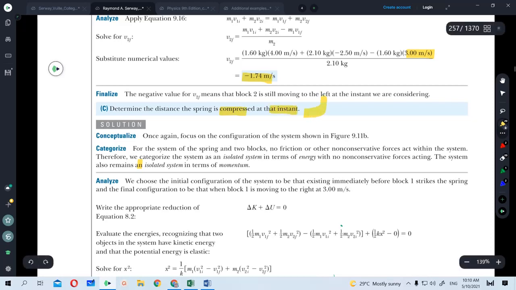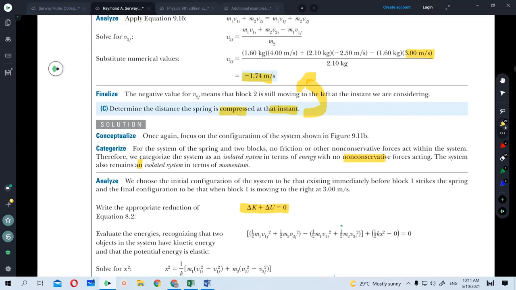Now in question C, where it asks you for the amount of compression at that particular instant, referring to question B, we are going to use conservation of energy. Why? Because there is no non-conservative work. There is no friction, and the system is isolated. How about the spring? Spring is a conservative force, including gravity.